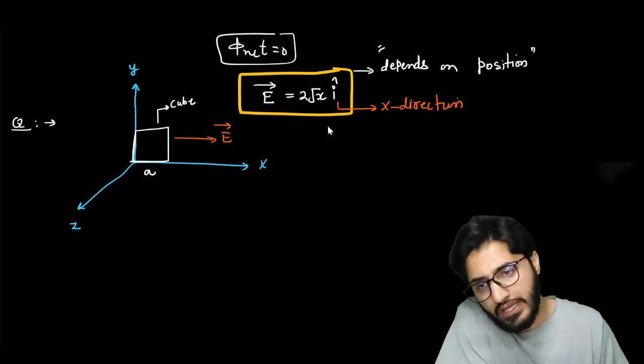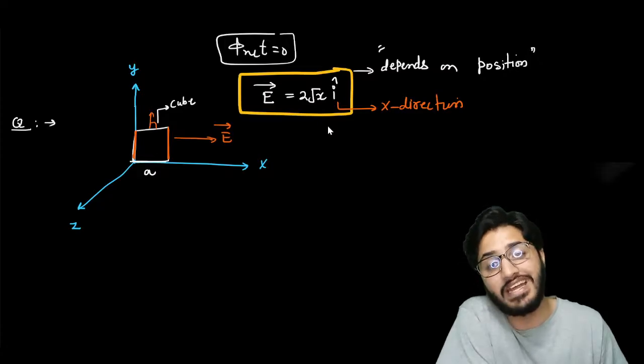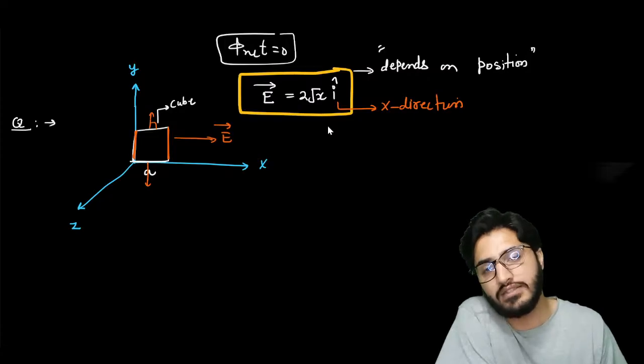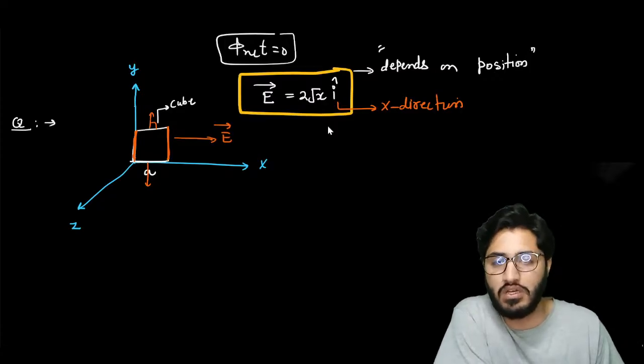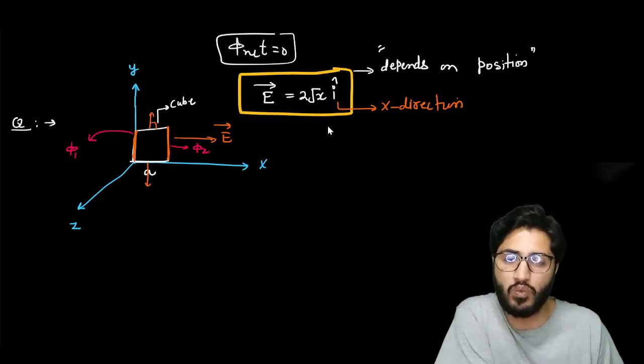Now we know that only these two faces will contribute to the electric flux. Why? Because here you will find cos 90, you will find a 90 degree angle, here 90, back 90, front 90. So only these two sides will be involved in my flux. So if you want to calculate flux, this side will give phi1 and this side is phi2. What is phi1?